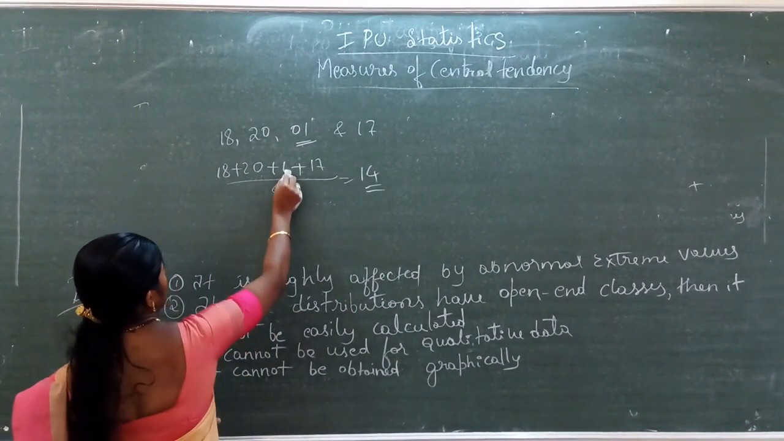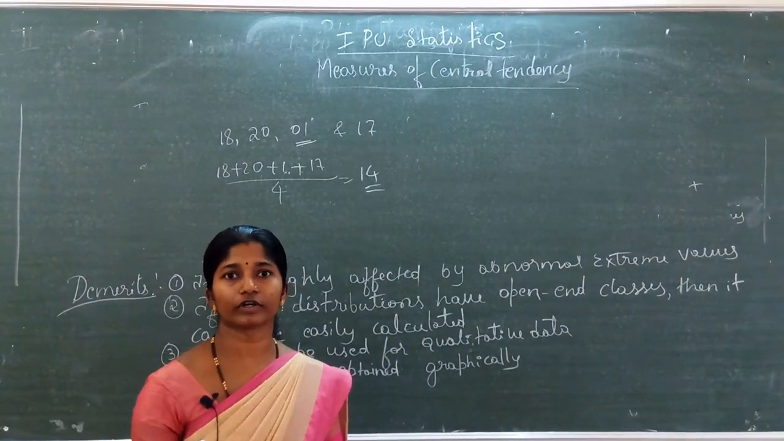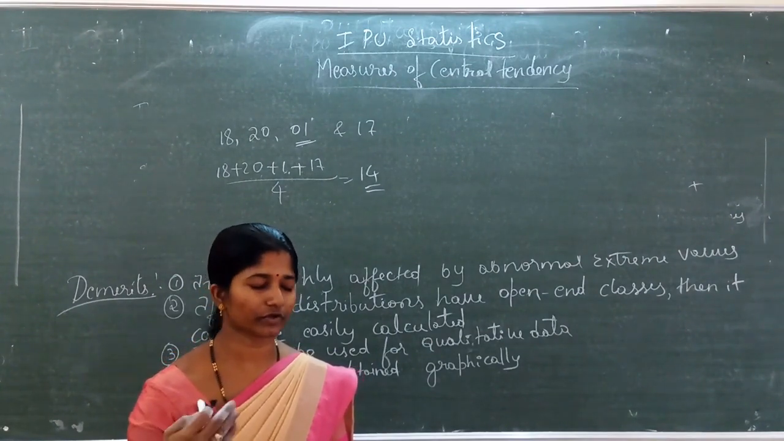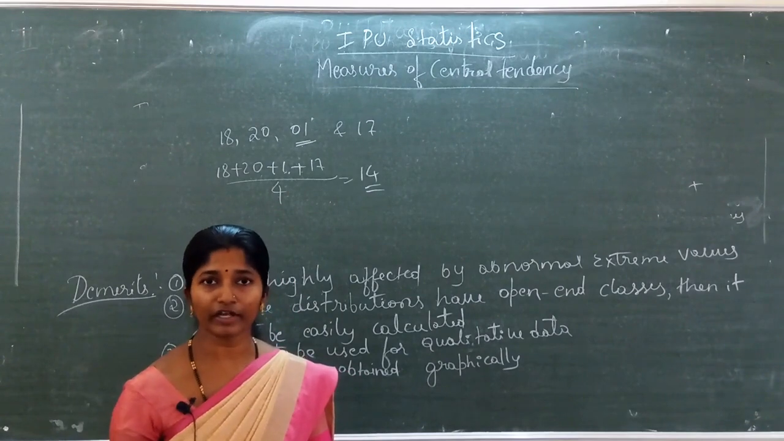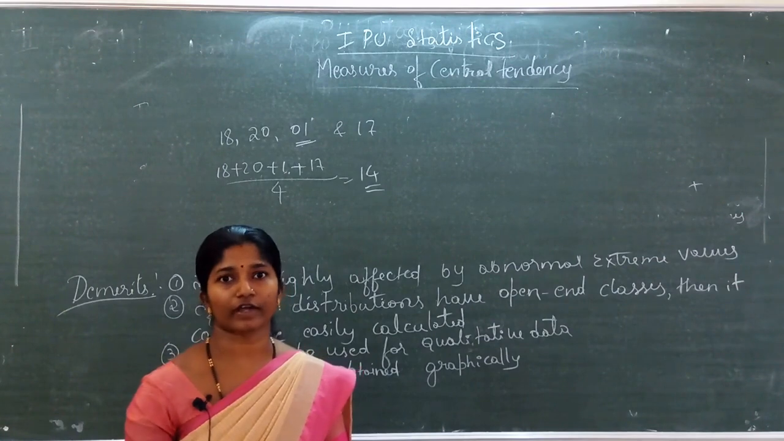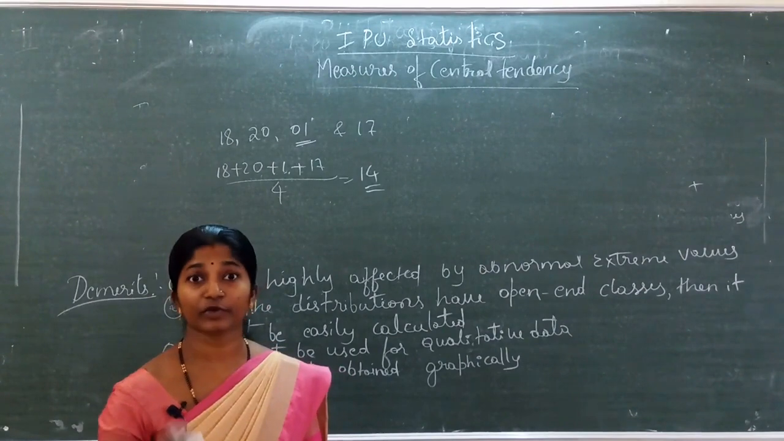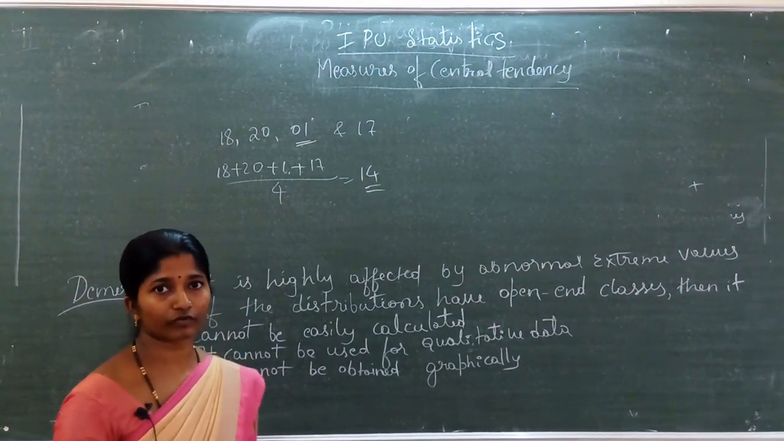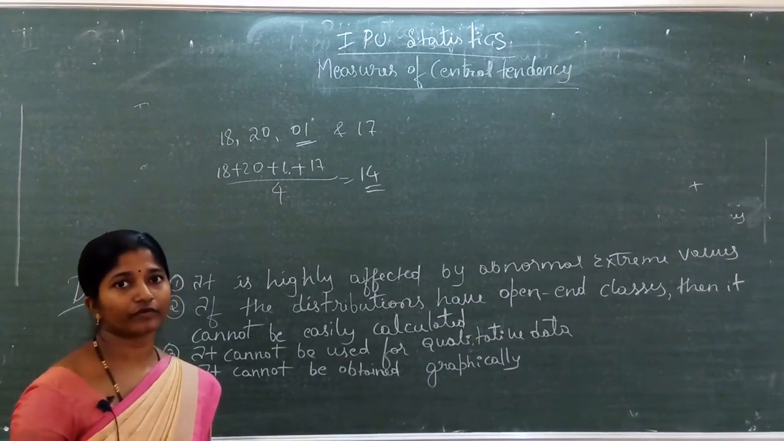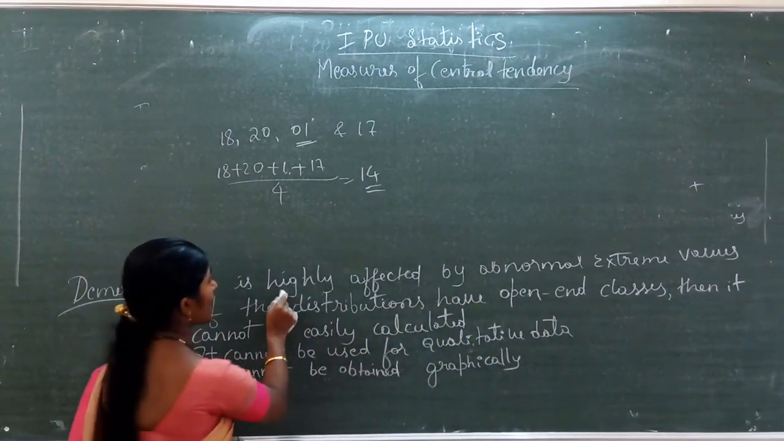Because of this one. You can observe your marks also. If you got 80, 85, 82 and 70, all above 80, and in one of the subjects you got 55, then your overall percentage becomes less because of that one figure. Your percentage becomes very less. That is only if there are abnormal extreme values, it is highly affected.